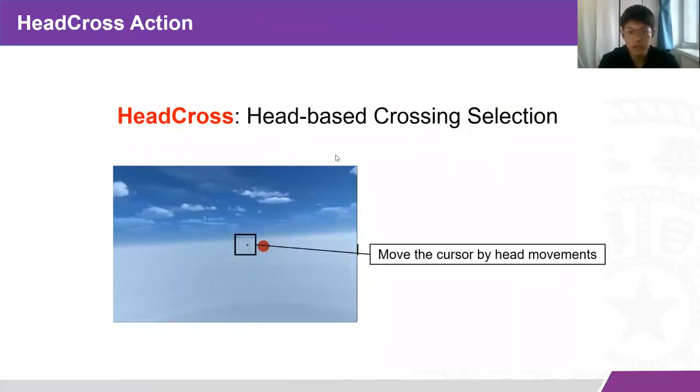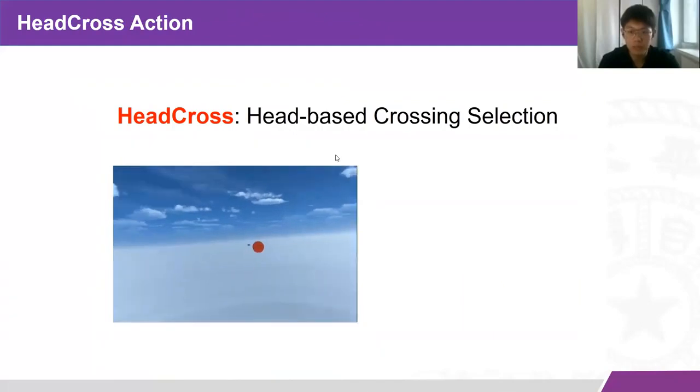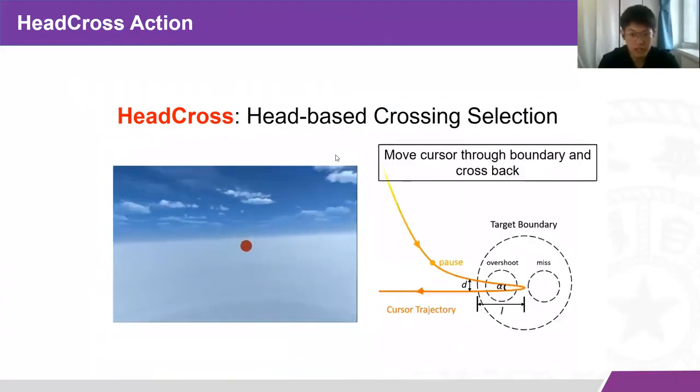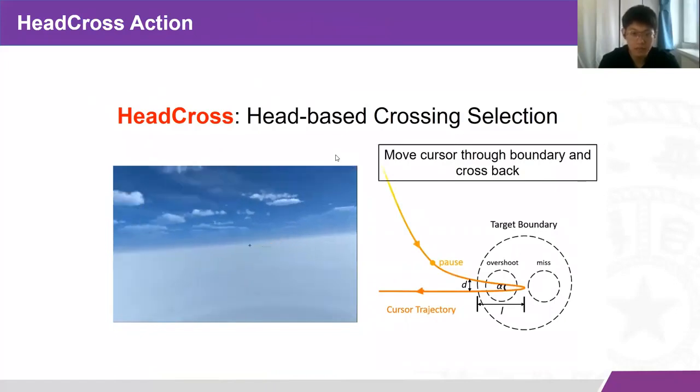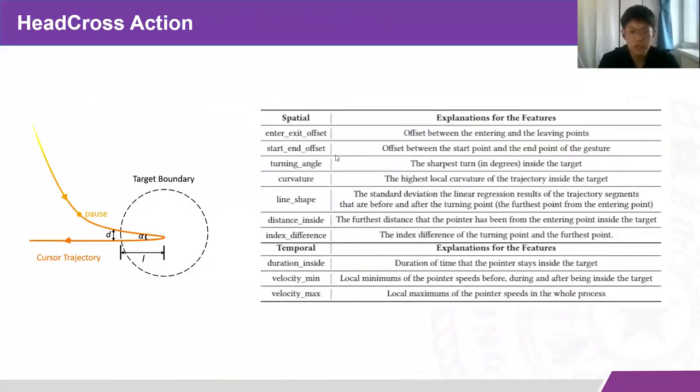With HeadCross, users move the cursor by head movements. To select a target, the users move the cursor across the target boundary and cross back. To recognize this cross behavior, we basically detect a sharp turn inside the target and the close distance between the entrance point and the exit point on the target boundary. And similar to recognizing other kinds of gestures, we also extract features on movement trajectory and speed changes.